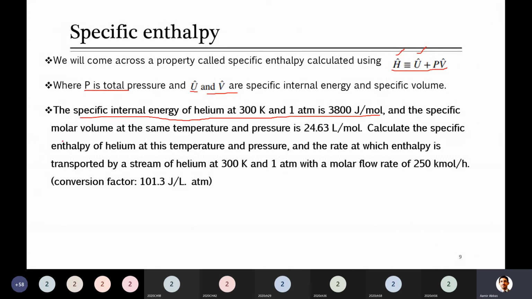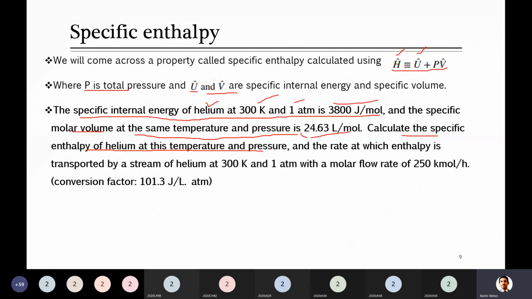And the specific molar volume, guys, you were just looking at this, this internal energy is joule per unit quantity. And why did he mention mole here? Because it is a gas, so most of the time this will be reported in moles. So this is also available in joule per unit mole. Helium is a gas. And the specific molar volume, at the same temperature and pressure, 300 Kelvin and 1 atm, is also given to you, that is 24.63 liter per mole. Calculate the specific enthalpy of helium at this temperature and pressure.